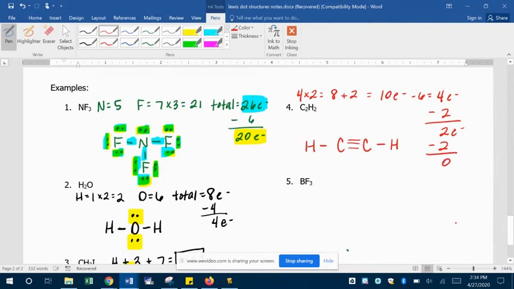So I better hope everything has an octet. In my triple bond, that is 6 electrons, and then 2 here, so 8. So each of my carbons has 8 electrons, and my hydrogens are following the duet rule. So it is perfectly good. This is something that's going to need a triple bond.